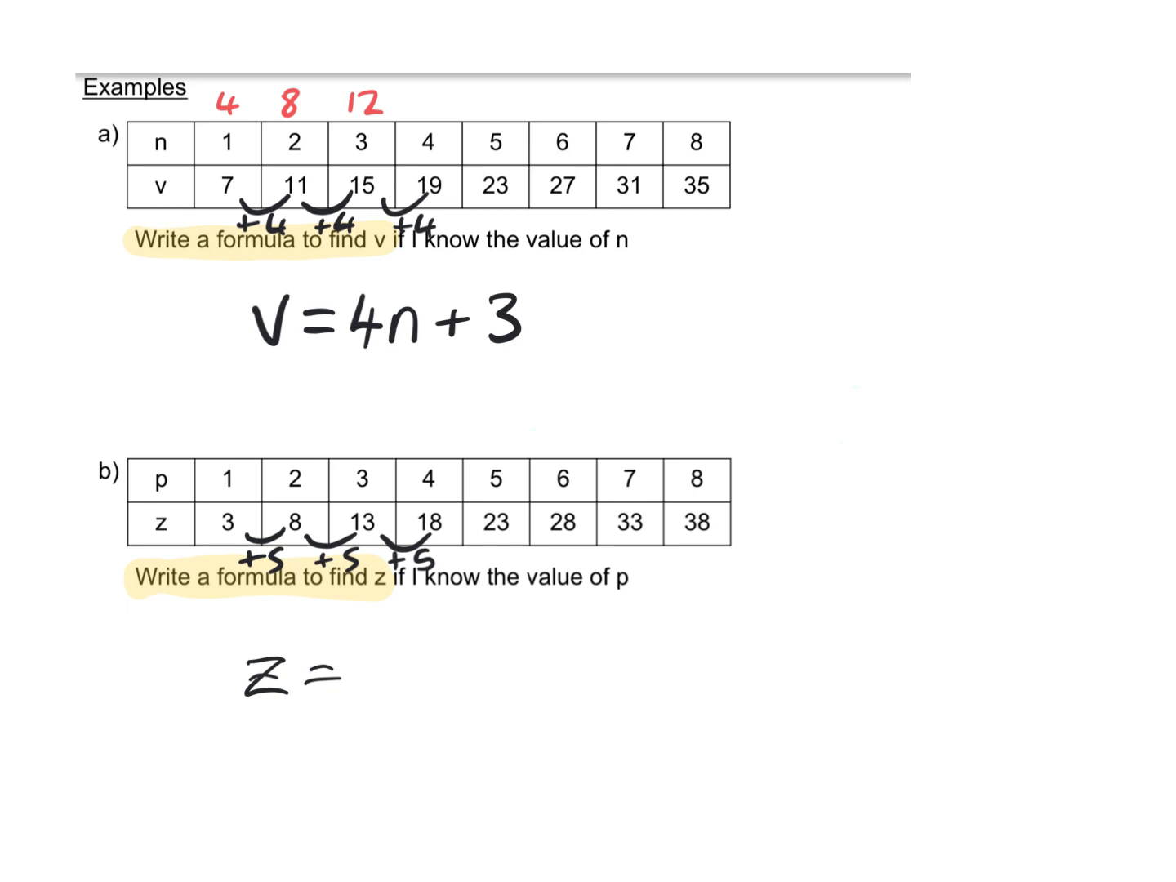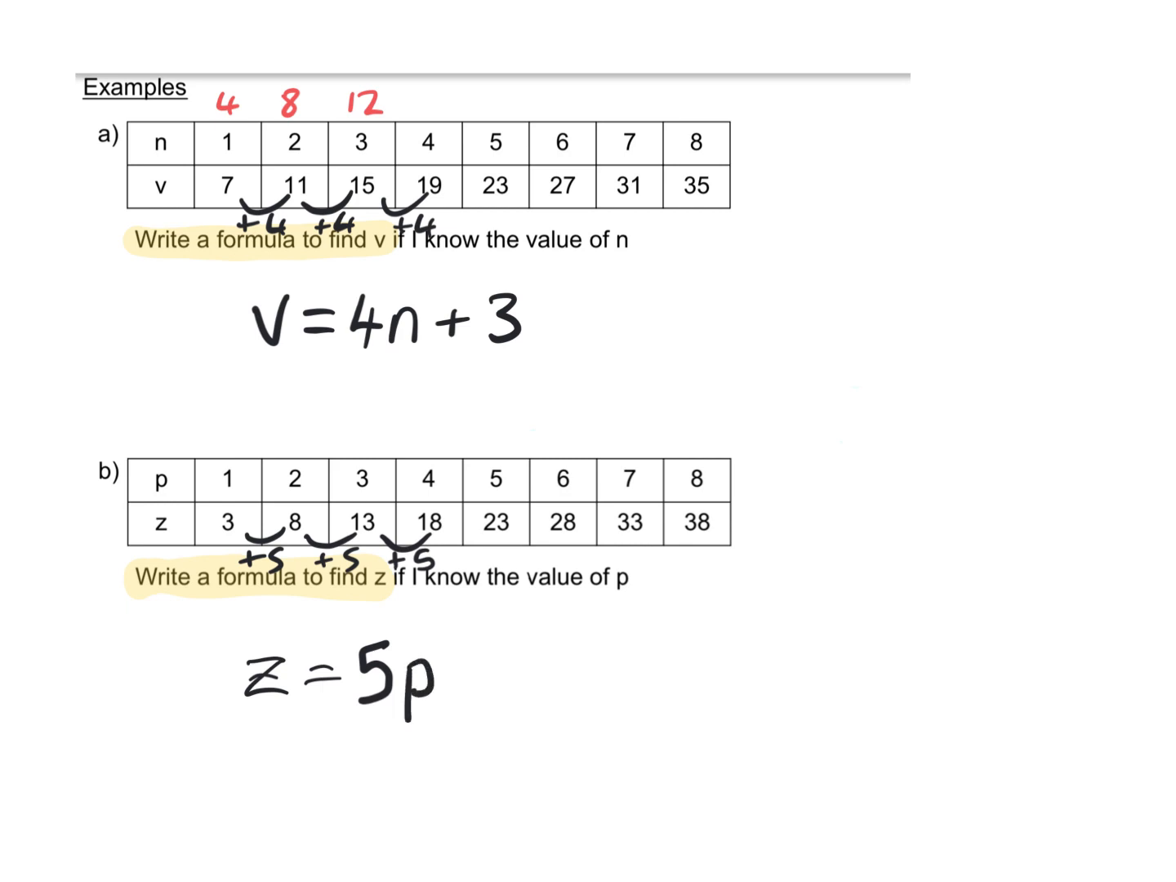Now remember, if a sequence like this goes up in jumps of 5, it means it has a connection to my 5 times table. If it has a connection to my 5 times table, then multiplication by 5 is part of the process. So I'm going to start off by multiplying by 5. So 5 times the other letter, so 5 times p. Remember with algebra, 5 times p I would just write as 5p.